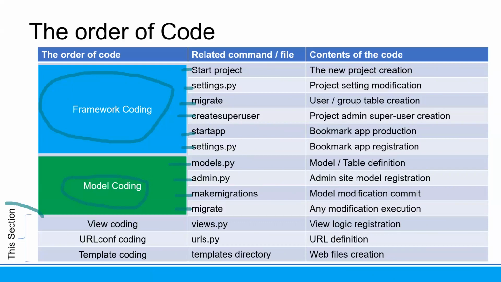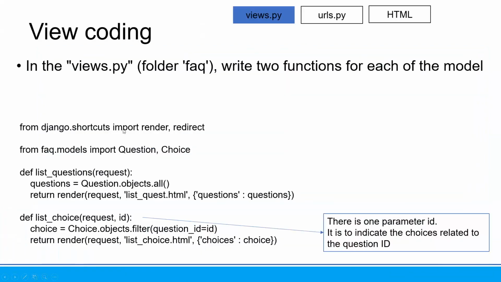Now we are going to apply this section. I would like to put something on the views.py, and then I would like to define the URL, and then I would like to define what kind of HTML or web files that I want to share to the people. For now, I would like to use a file views.py, and then let's make it in the folder FAQ, and you can put this code into the file views.py.